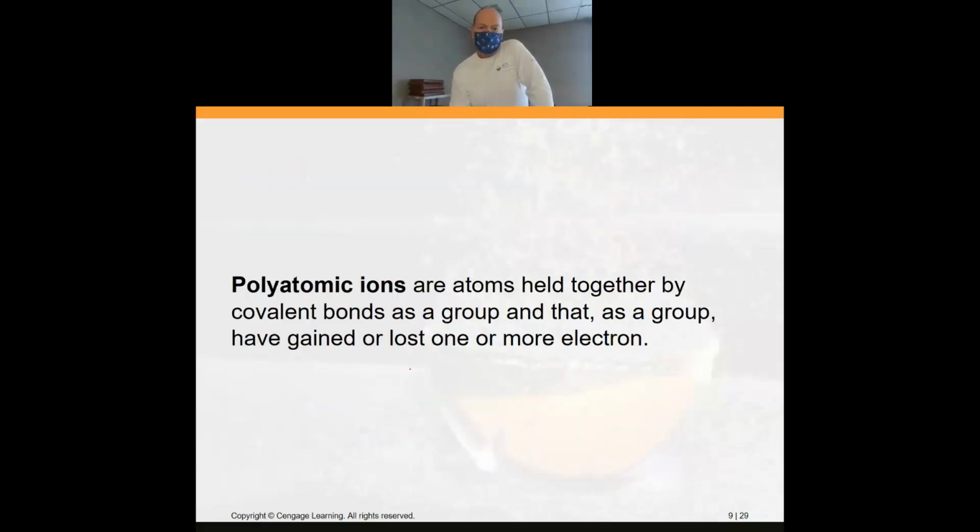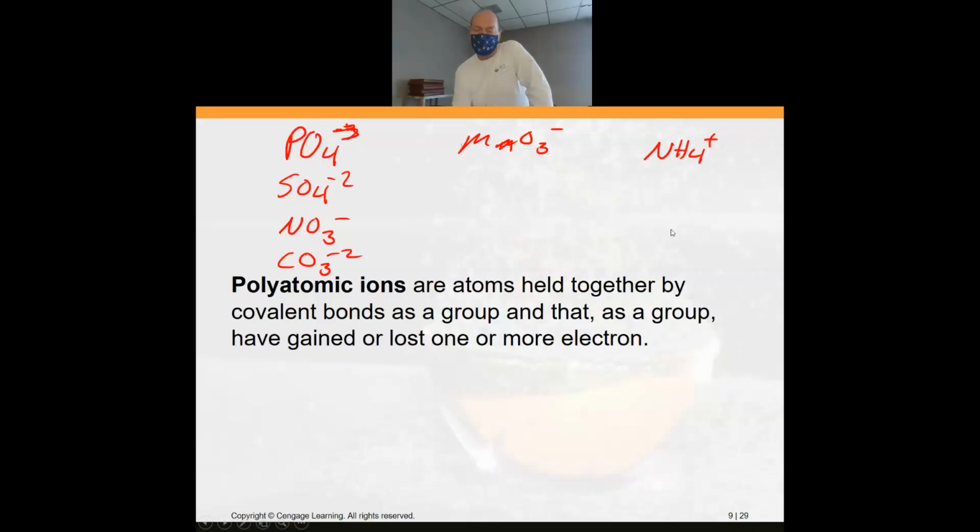All right, polyatomic ions. Remember, we had our memorized chart of polyatomic ions. Your PO4 minus 3, that's your phosphate. You've got your SO4 minus 2, your sulfate, your NO3 minus, your nitrate, your CO3 minus 2, your carbonate, your MnO3 minus, that's your manganate. Then you also had an NH4 plus, which is a polyatomic ion, that is ammonium.